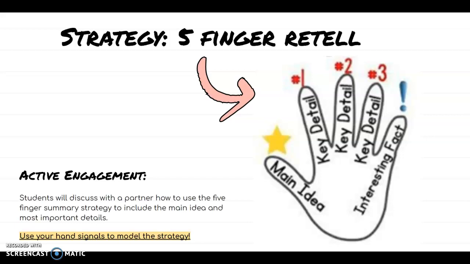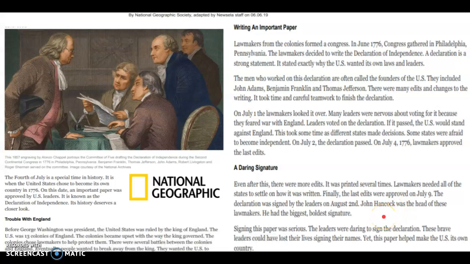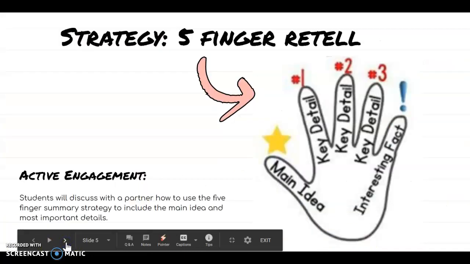Number 2 detail, so you're going to touch your middle finger. You're going to say the Declaration of Independence was edited and changed. Now touch your ring finger, and this is the next detail, that on July 4th, 1776, the final edits were approved. And we forgot to talk about an interesting fact because we always want to make our summaries interesting. So I'm going to go back here and find this. I think this is interesting. These brave leaders could have lost their lives by signing their names. So that's going to be my interesting fact.